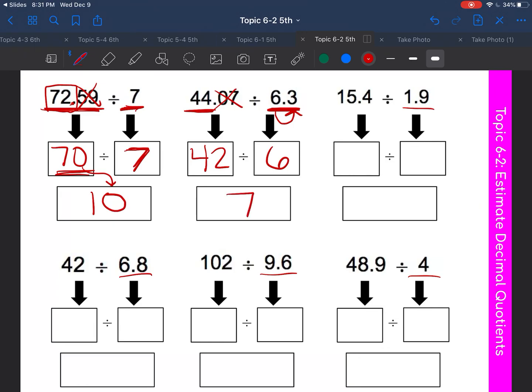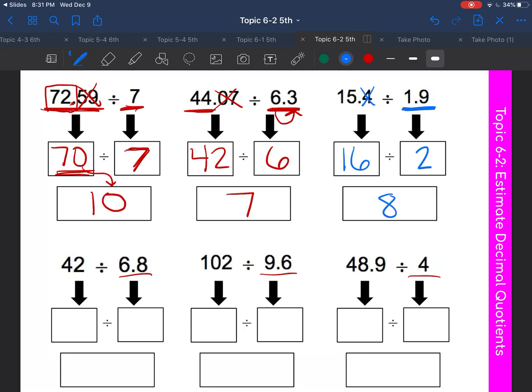Okay. 1 9/10 is right here. Okay. What can we make 1 9/10? A nice, easy whole number, very close to 1 9/10. We can make that a 2. And again, don't even look at that 4. Just look at that 15. What can we make 15 so that it's divisible by 2 or a multiple of 2? We can make it 16. 16 divided by 2 is 8.